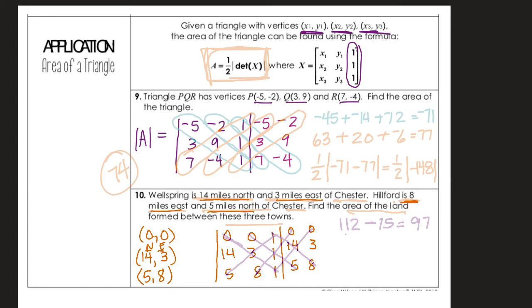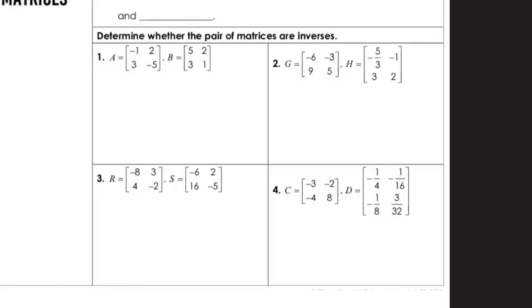97. Okay, and so your area is going to be 1/2 times the absolute value of the determinant. And so that's going to be 97 over 2, or what was it, 48.5 square miles.